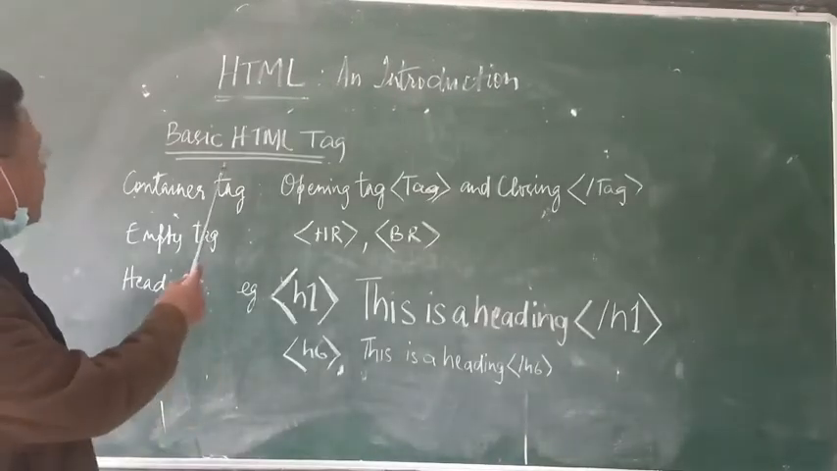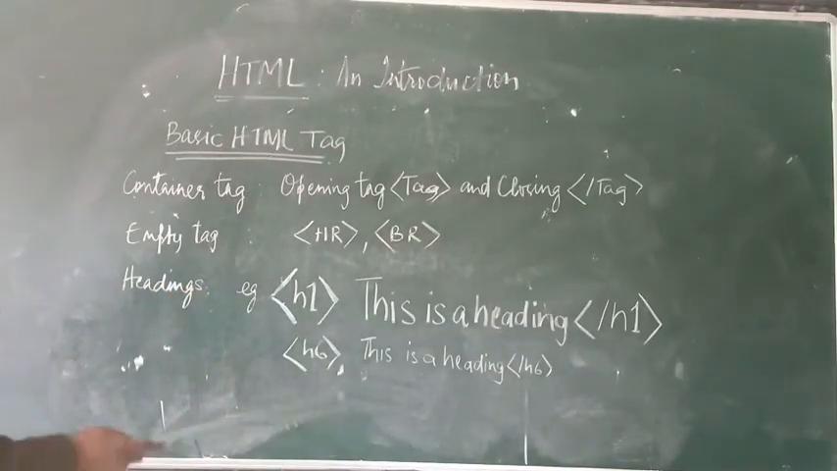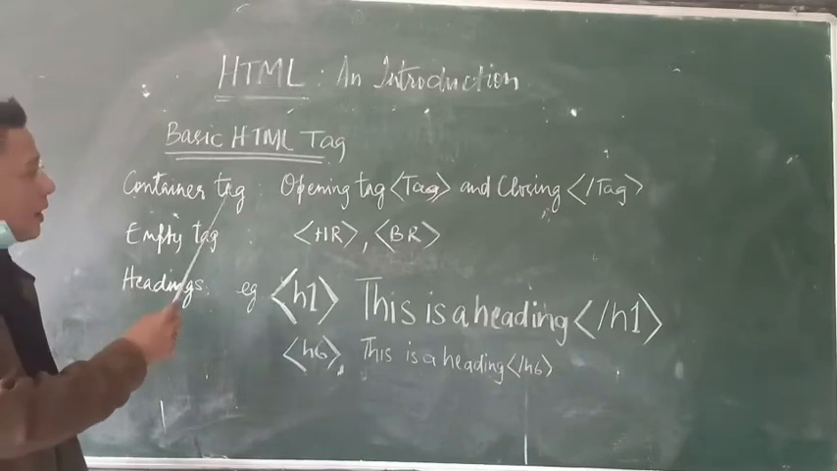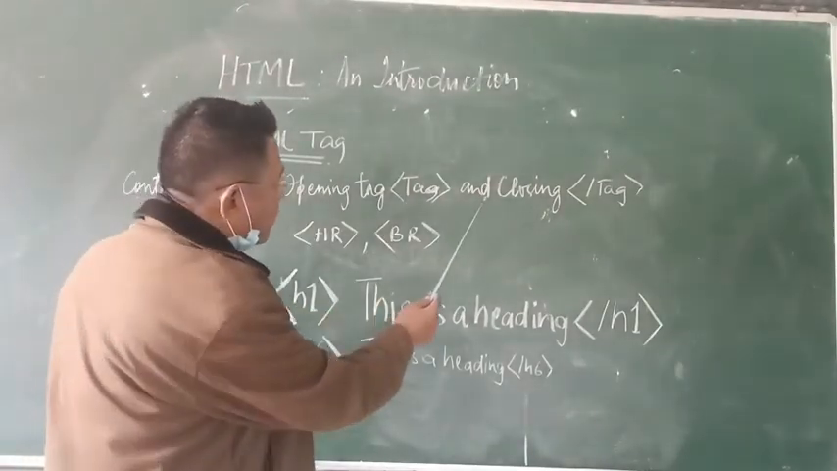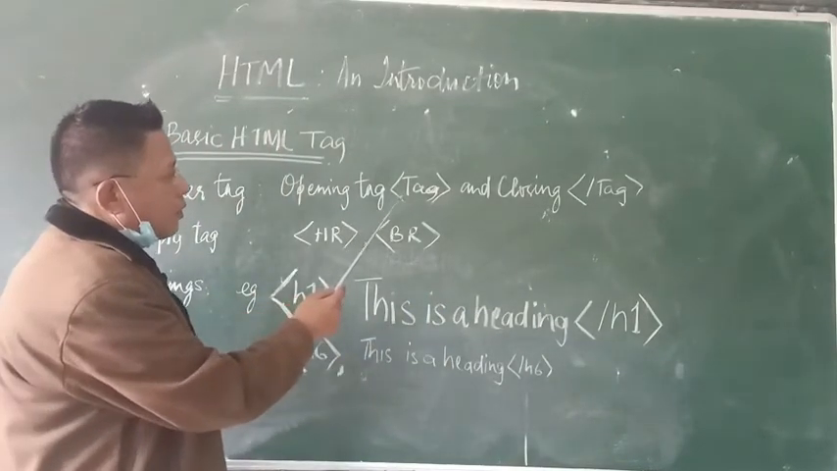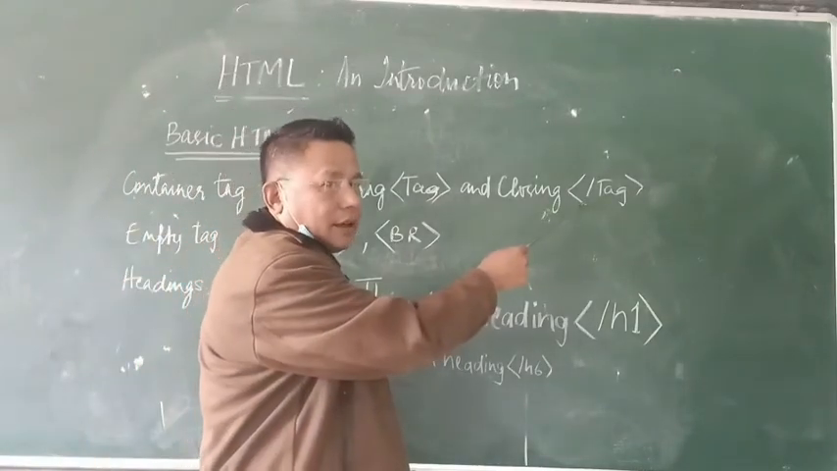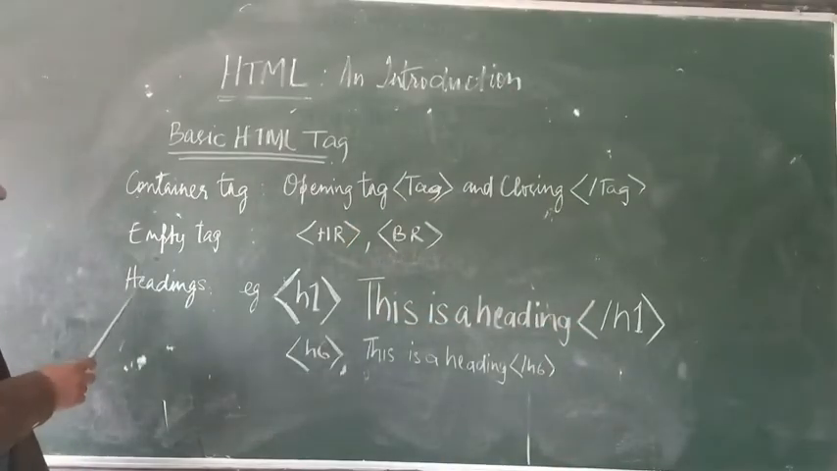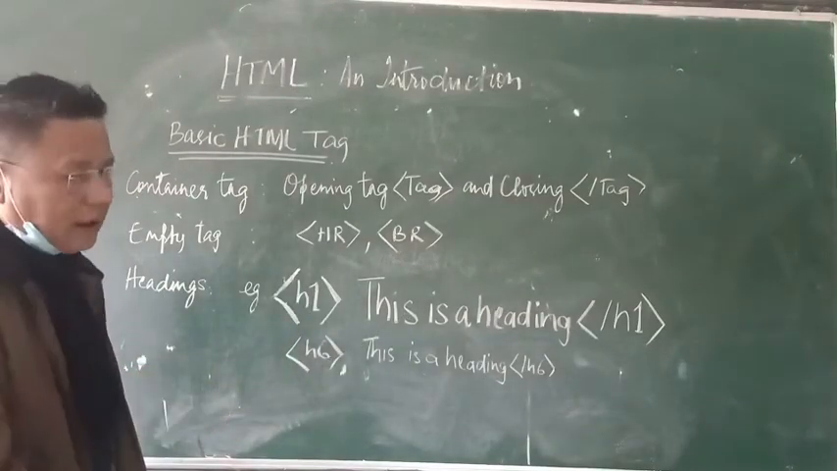Now similarly we come to basic HTML tags. There are many tags. We start with container tag. A container tag contains two tags, opening tag and closing tag. In the opening tag, you write the command without the slash, and in the closing tag, you'll find the slash in front of the command. Empty tags. Empty tags do not contain closing tags.